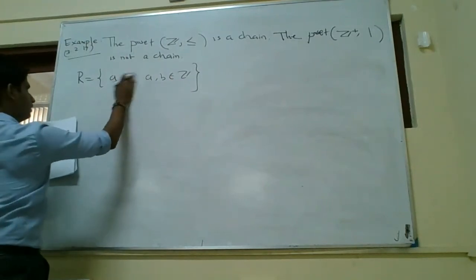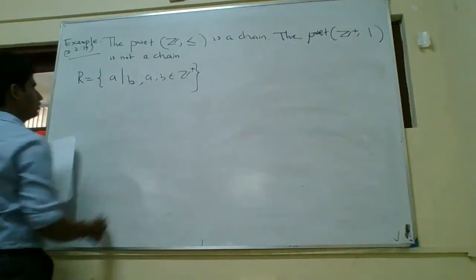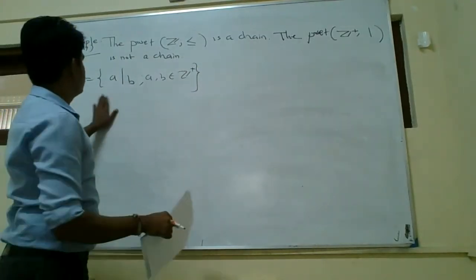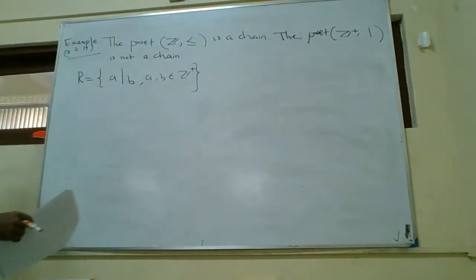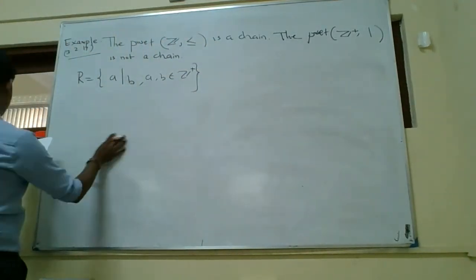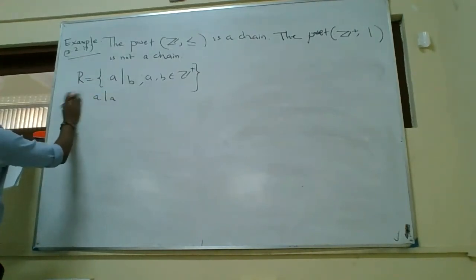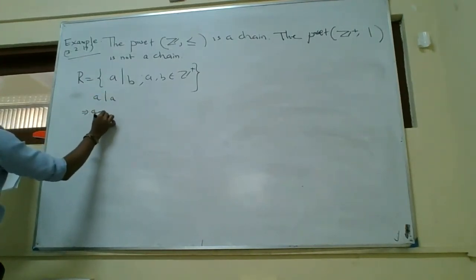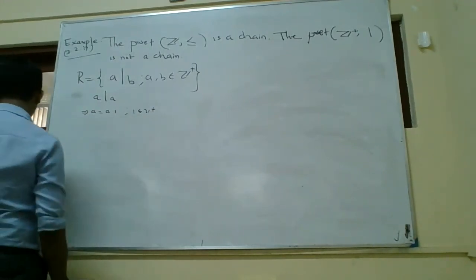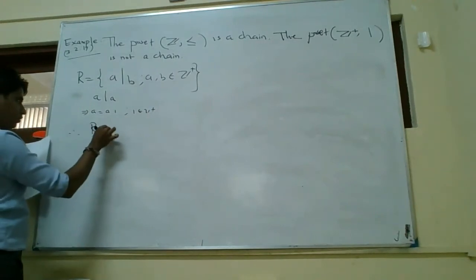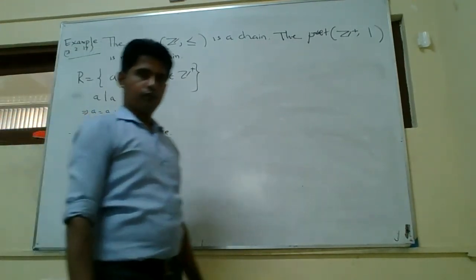Here A divides B. A can belong to the set of positive integers. In this case, the set with divides is not a chain. Reflexive, okay. A equals A times 1, and 1 obviously belongs to the positive integers. Therefore, R is reflexive.